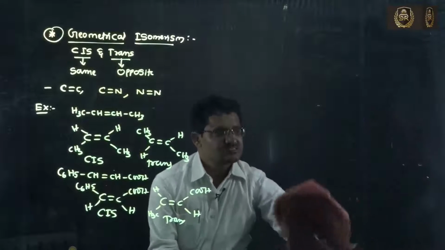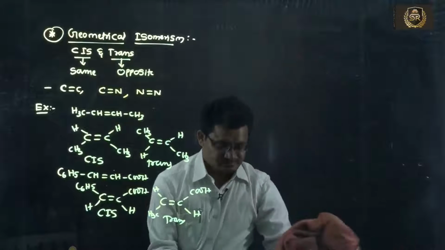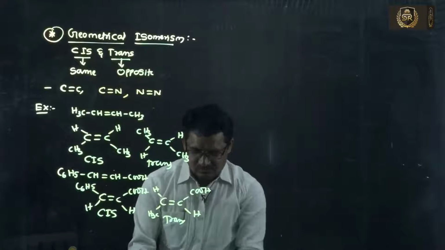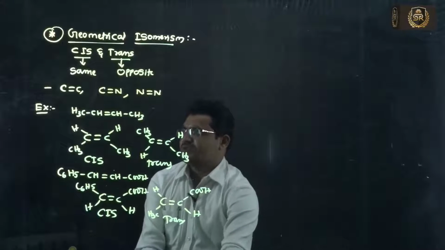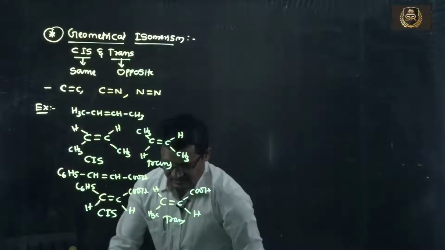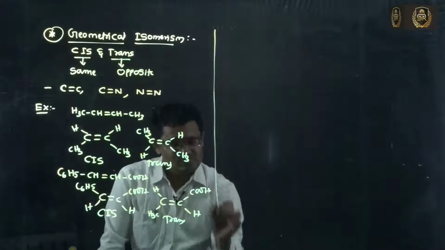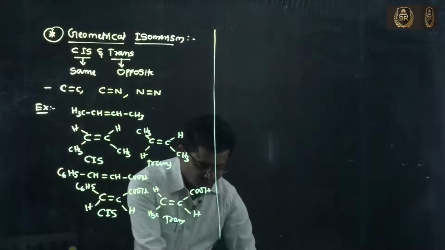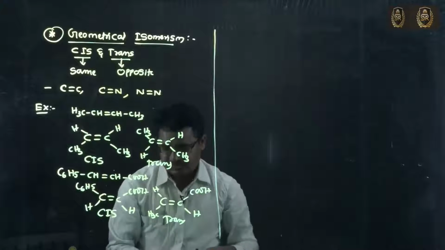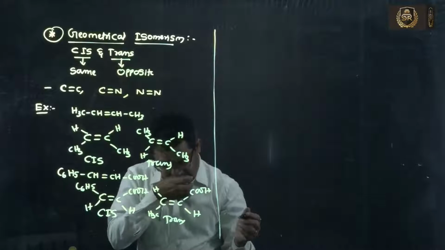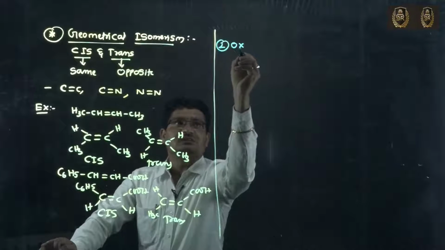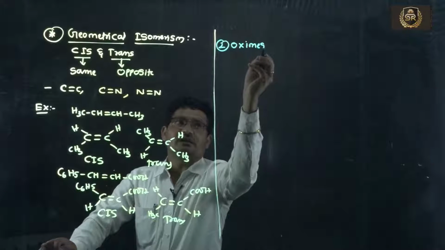Now let us discuss a few examples of geometrical isomerism. See this one: some examples of oximes. Oximes also form geometrical isomerism.